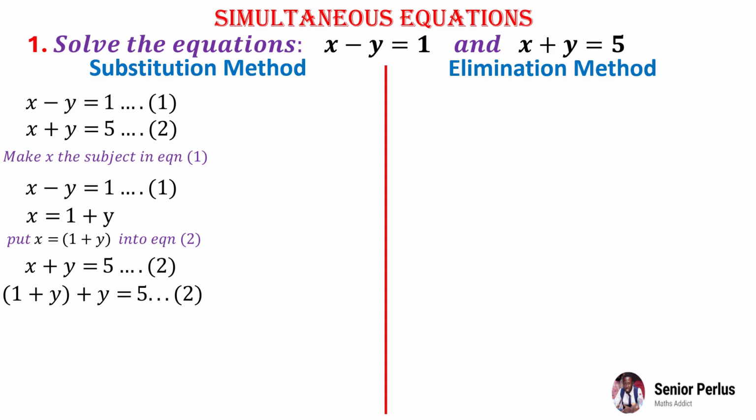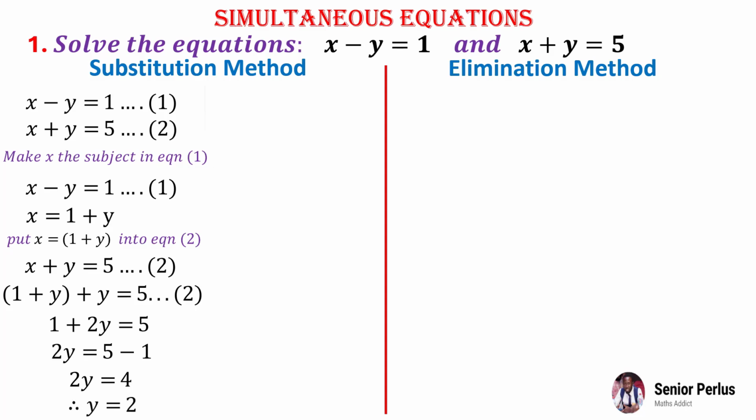Then here we can add them. y plus y, we get 2y. So it will be 1 plus 2y equals 5. From here, it only involves one variable, so we can solve for the one variable, that's y. I want to make y the subject, so I subtract 1 from both sides. Then I get 2y equals 4. I'm solving for y, not 2y, so you divide both sides by 2. If you divide both sides by 2, you get y equals 2.